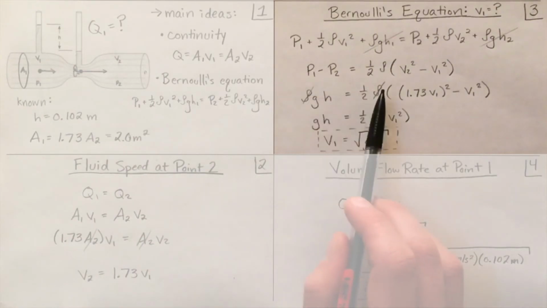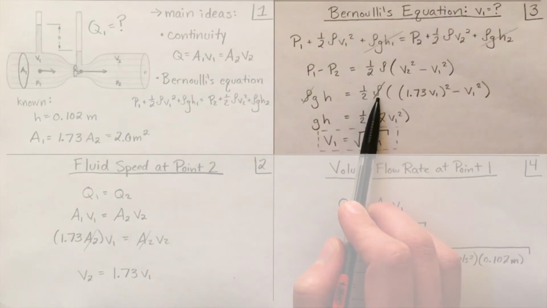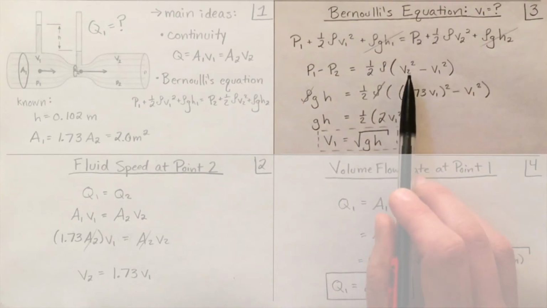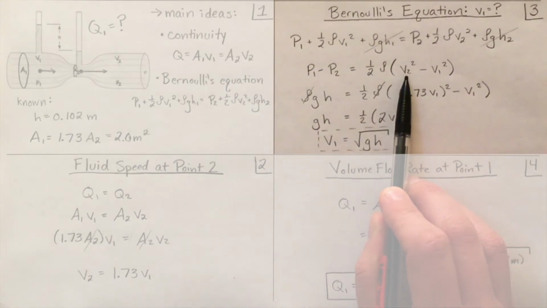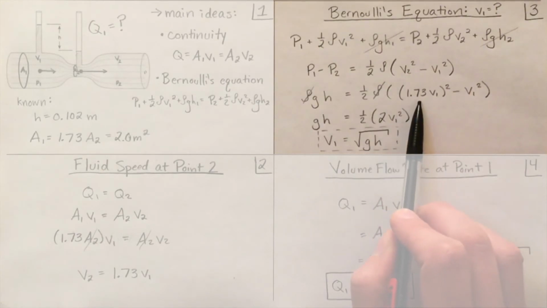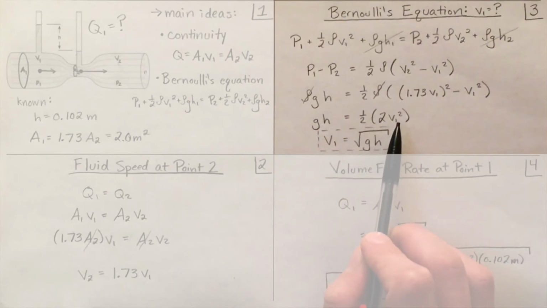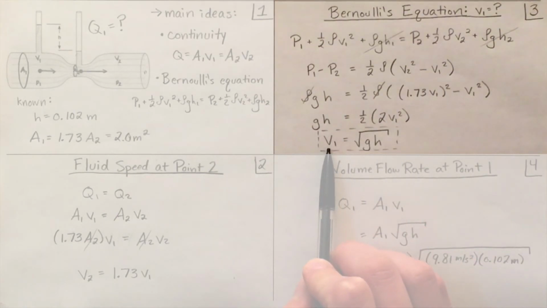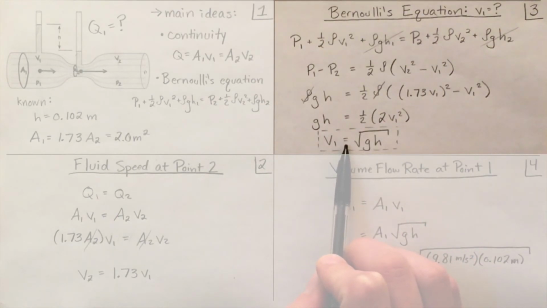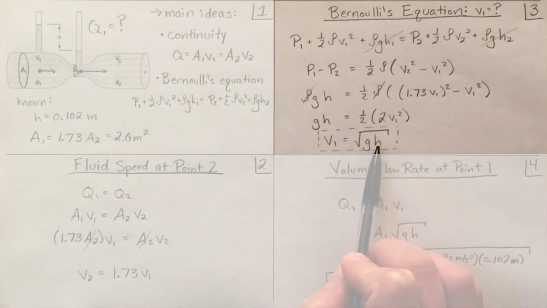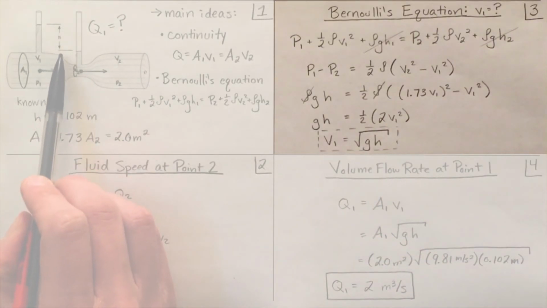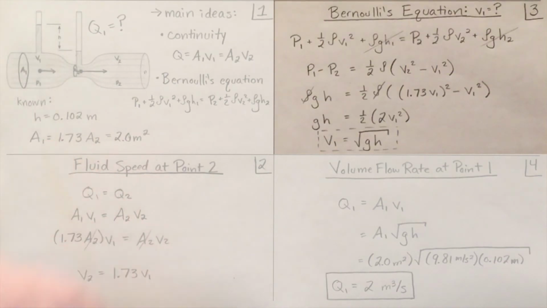We can then cancel out the density on either side of the equation and substitute in the expression we just derived for the velocity of the fluid at point 2. At this point, we now have a simple equation here, which we can solve for the fluid speed at point 1, and we see that it is equal to the square root of g times h, where h is the difference between the fluid height here and here.